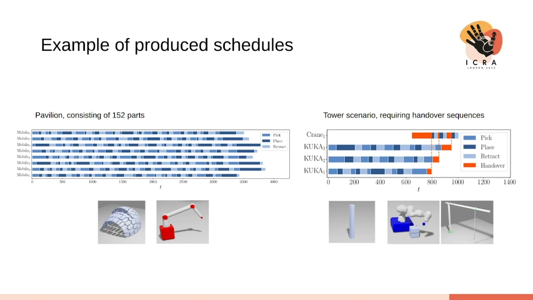Now, some more examples of produced schedules from the algorithm. On the left side, you can see a schedule for the pavilion consisting of 152 parts for 8 robots, and on the right side, you can see that the approach also works with more complex sequences that in this case require interaction between multiple robots because the tower cannot be stacked as high by only the mobile robots.